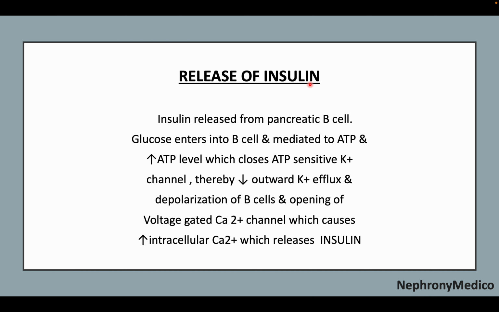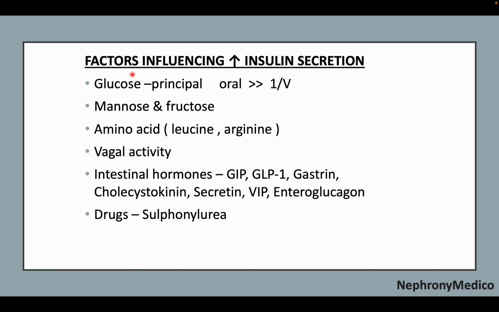Now, release of insulin. Insulin is released from the pancreatic beta cells, and glucose enters into the B cells and is metabolized to ATP, and there is increased ATP level which closes the ATP sensitive potassium channel, thereby decreasing the potassium efflux and causing depolarization of the B cells and opening of the voltage gated calcium channel, which increases intracellular calcium, which releases insulin.